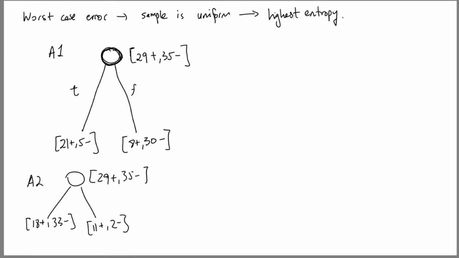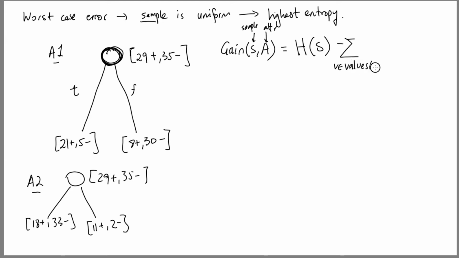Okay, so the question is, we have this idea that when a sample is uniform, we get the worst case behavior. So how do we build a decision tree? Well, let's say you've got this sample, you have two attributes, A1, A2. How do you actually pick one attribute over the other to do the split on? Well, the idea is that you look at the gain statistic. Okay, so this is the gain of the sample based on attribute A. So sample and attribute. And it's defined basically as the expression. Let me write it out and explain what it means.